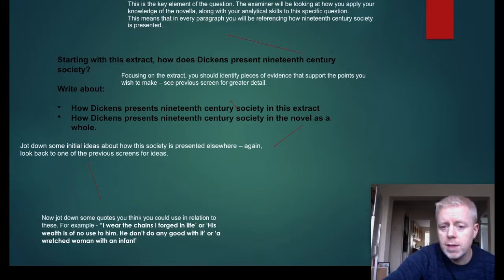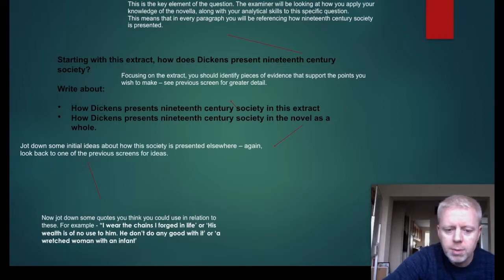Focus on the extract. You should identify pieces of evidence to support the points you wish to make. See back to the previous screen for examples of that. Then in the wider novel, you do something similar. Jot down initial ideas about how society is presented elsewhere. Again, I've done this earlier on. Now jot down some quotes you think you could use in relation to these. For example, "I wear the chains I forged in life."